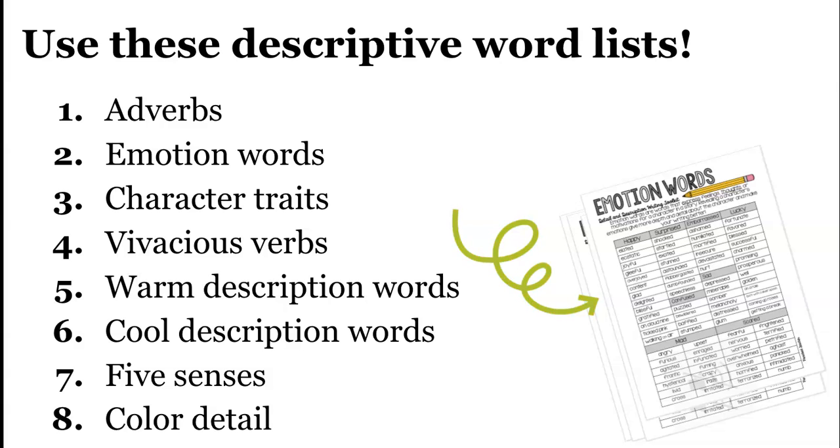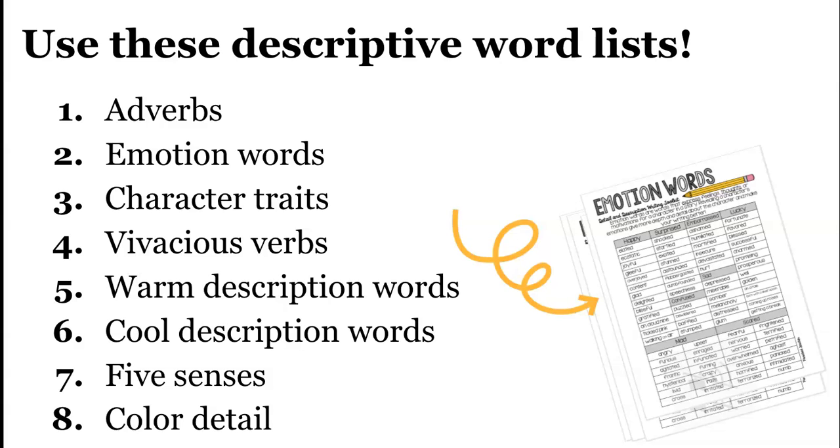So I've given you some descriptive words and some lists of different ways in which you can use descriptive language. So we've got adverbs. Adverbs are just words which describe verbs. We have emotion words. I'm going to come on to that in a minute. We have character traits. So when you're thinking about how you can describe certain of your characters, there are some great words that you can use here to really give you a better specific idea about describing a particular character.